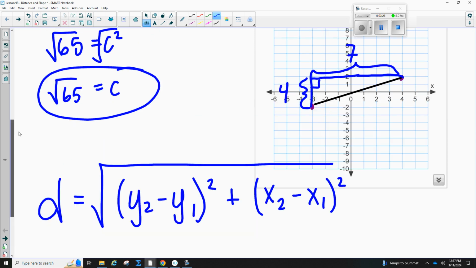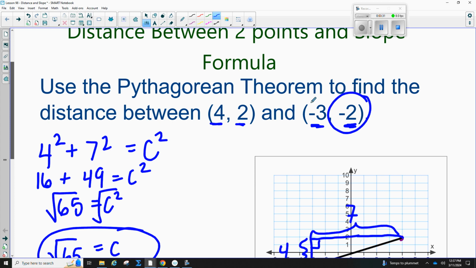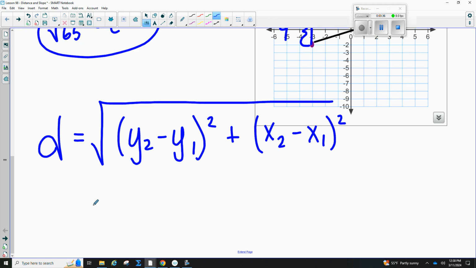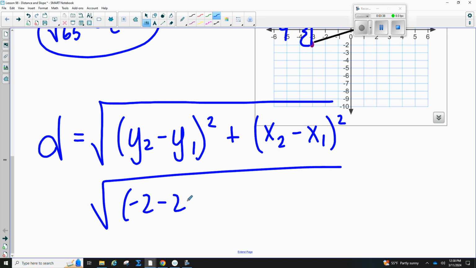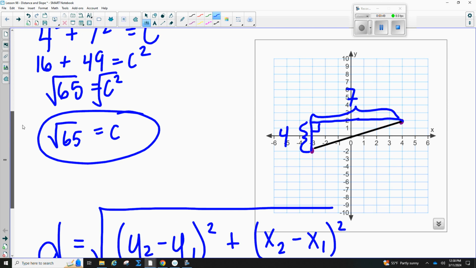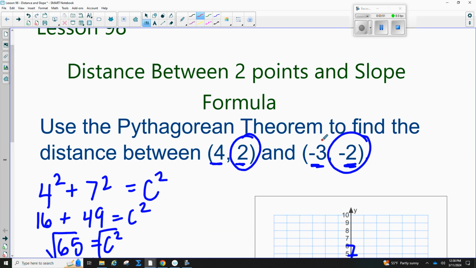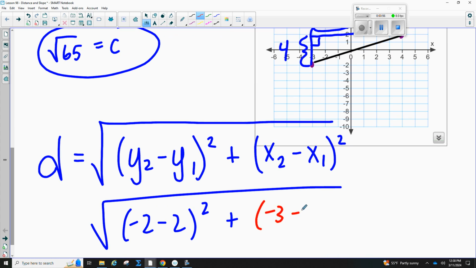So what I did is I did the y minus the y. -2 minus 2. So if I were to plug this in, okay, I would do (-2 minus 2) squared. Yes, it is going to be a -4, but you're going to square the negative out because it's a distance. So I am going to get that 16 that we got from above, right? Okay, then I'm going to do the x minus the x. So the second x is -3 minus the first x. So this would be (-3 minus 4) squared, which is -7, but we're going to square the negative out to get that 49 that you got from above, okay? And it'll give you that same answer.